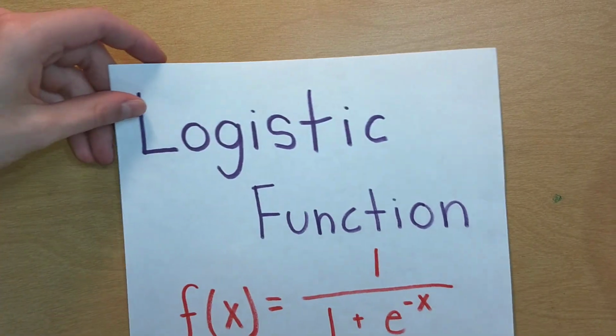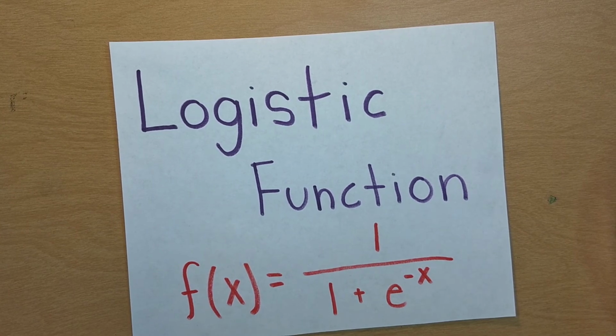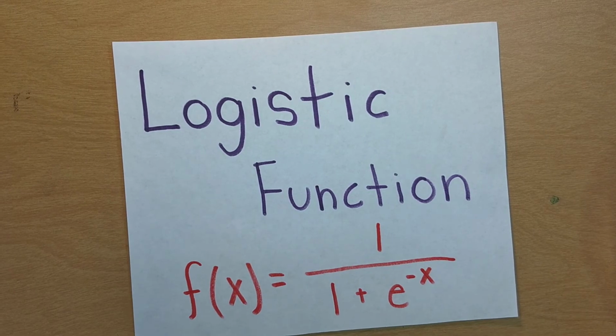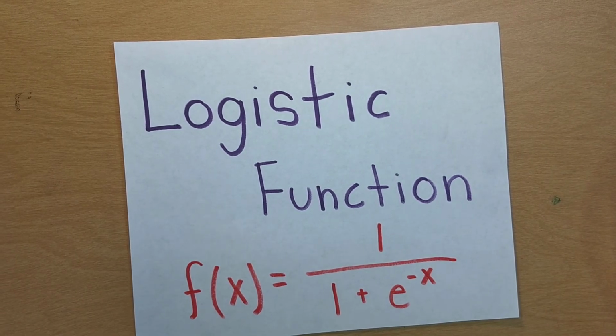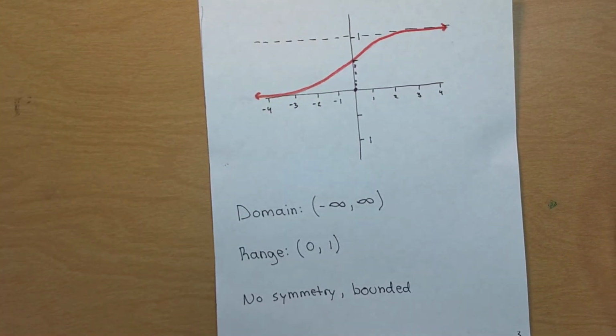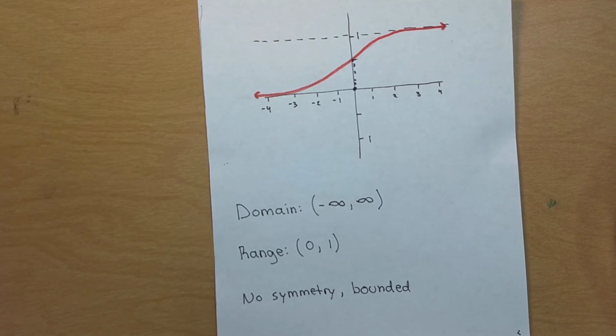Hello, the parent function is a logistic function. The equation is f of x equals 1 over 1 plus e to the negative x power. The domain is negative infinity to infinity, and the range is 0 to 1, as represented by the graph. There is no symmetry, and it is bounded on the top and bottom.